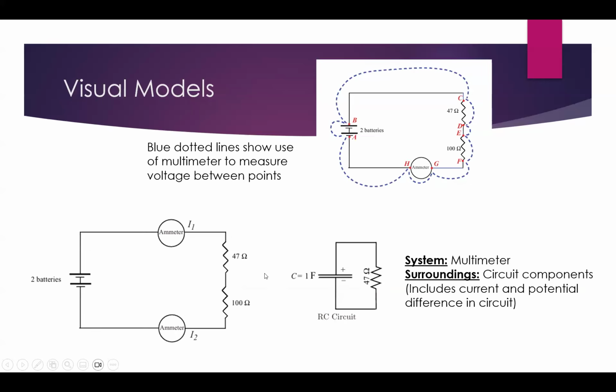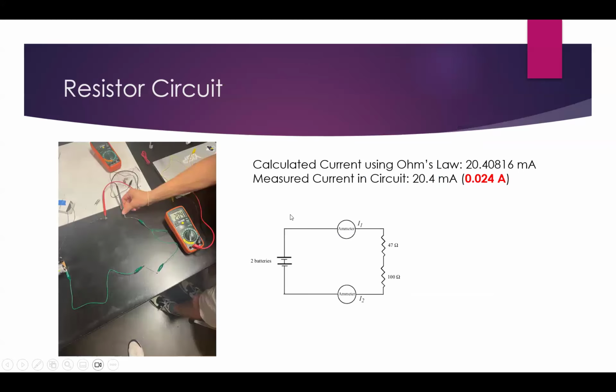A visual model of the resistor circuit that we built in our lab is shown here, with a 47 ohm resistor and a 100 ohm resistor hooked in series with two 1.5 volt batteries. Ammeters were hooked up in series with the circuit. The system was the multimeter that we hooked up to the circuit, and the surroundings were the circuit components, including the currents and potential differences in the circuit. The blue dotted lines in this image show the multimeter measuring voltage between points in the circuit. Here is our resistor circuit that we built in our lab.